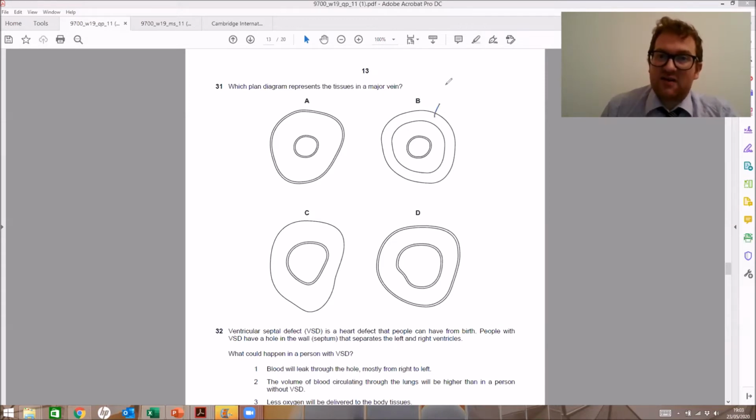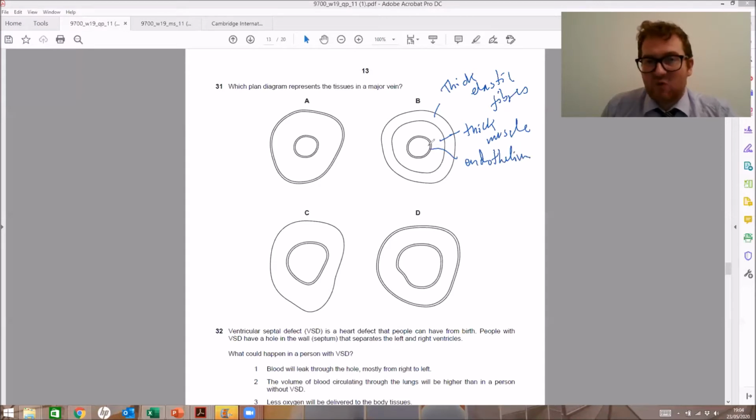This is because an artery has a thick elastic fiber layer, so a thick wall of elastic fibers. You also have a thick muscle layer, and you have your endothelium here. So this is your inner layer, endothelium. And it has a small lumen, which is here. So B represents the most typical of what you would expect an artery to look like.